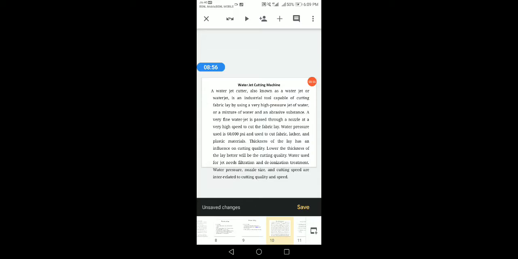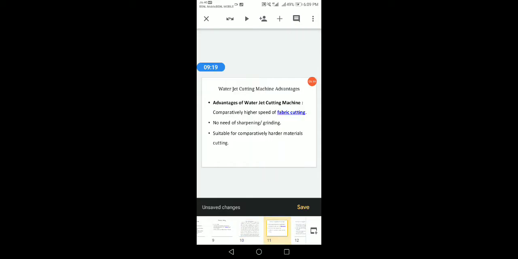Thickness of the lay has an influence on cutting quality. The lower the thickness of the lay, the better the cutting quality. Water used for the jet needs filtration and deionization treatment. Water pressure, nozzle size and cutting speed are interrelated to cutting quality and speed. Water jet machine advantages: comparatively high speed of fabric cutting, no need for sharpening and grinding, suitable for cutting comparatively harder materials.